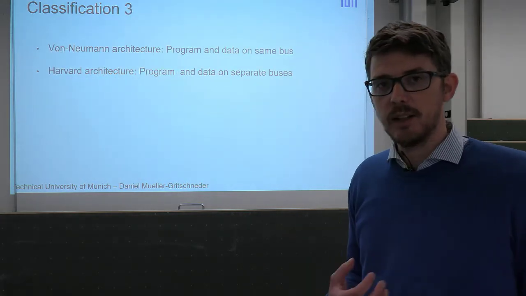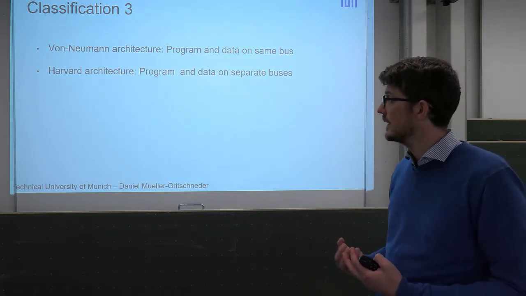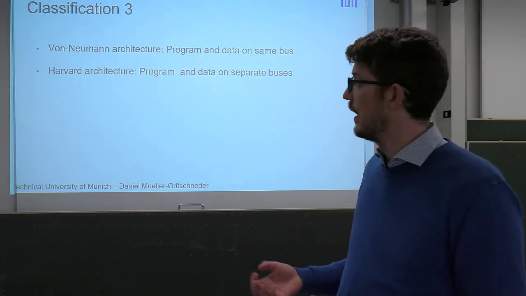Then if you go more into the architecture, the microarchitecture, there are 2 classes. You can either have a von Neumann or a Harvard architecture.